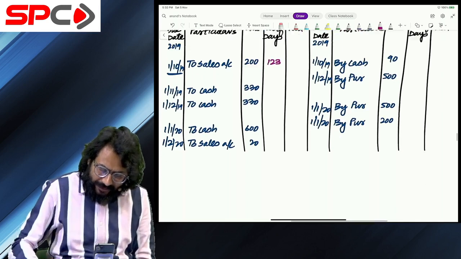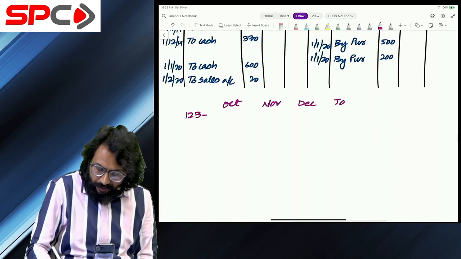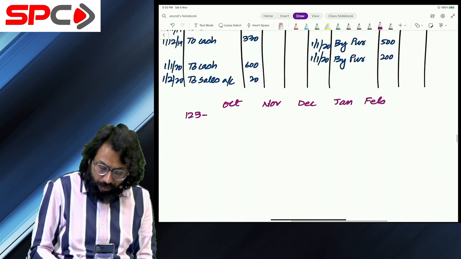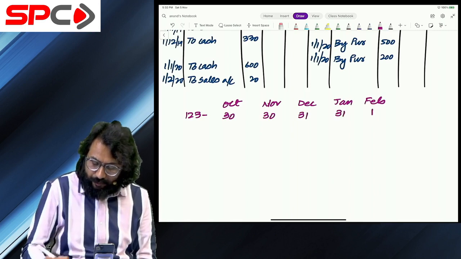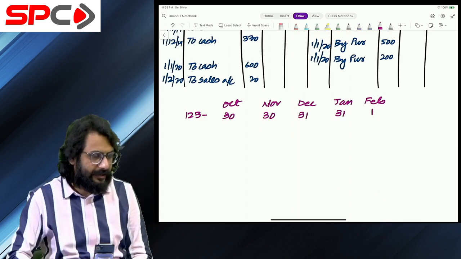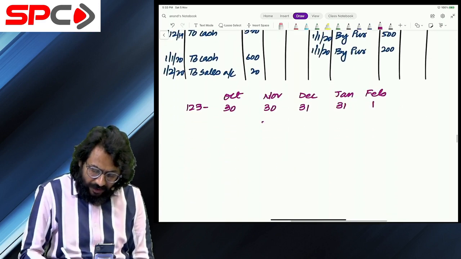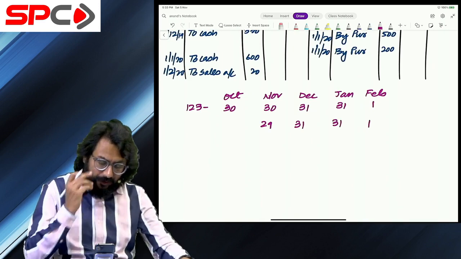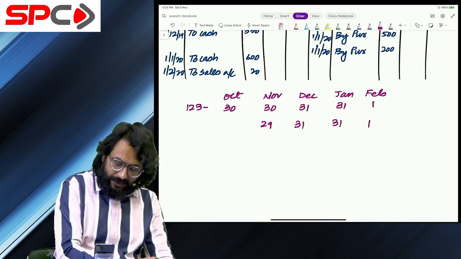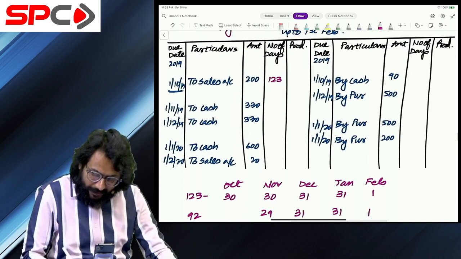So shall I explain to you how I did it? How is it 123? I'll write down October, November, December, Jan, Feb, right? So October 30, November 30, December 31, Jan 31, February 1. Say yes. Now similarly I'll calculate from 111 to 1st February. So can I not say November 29, December 31, Jan 31, February 1. So 29 plus 31 plus 31 plus 1. How many days? 92. So I'll write down simply 92.